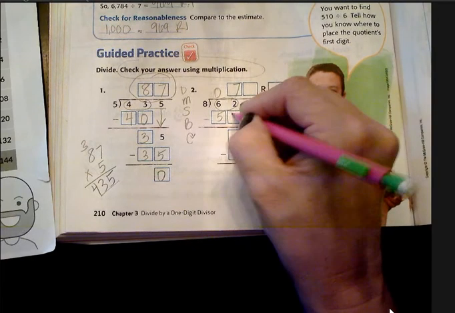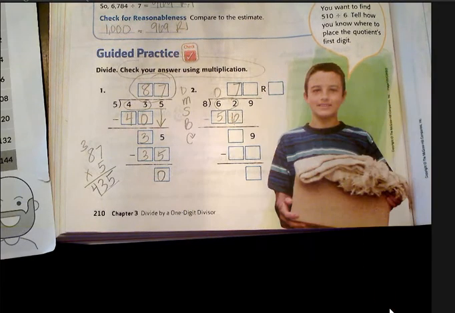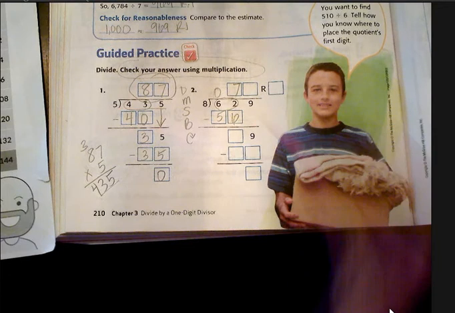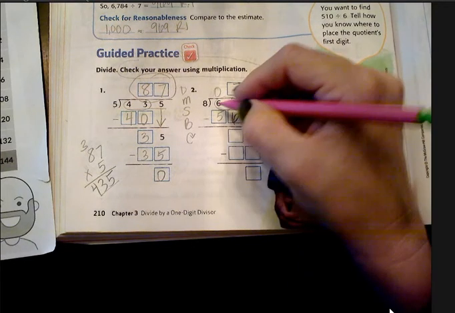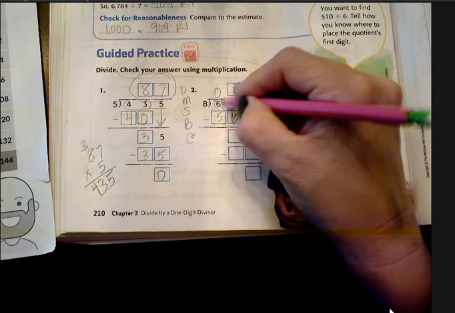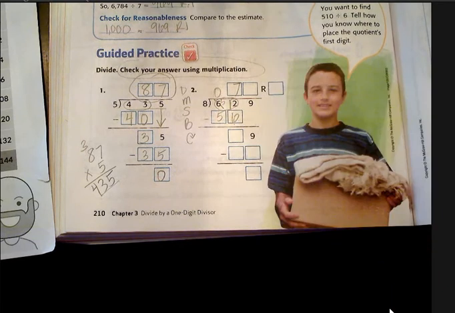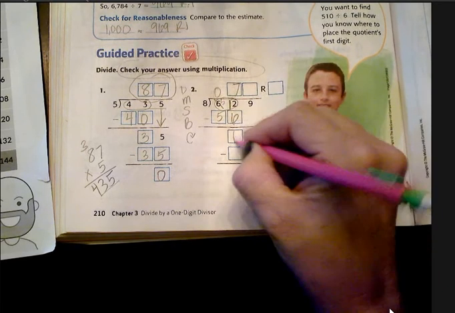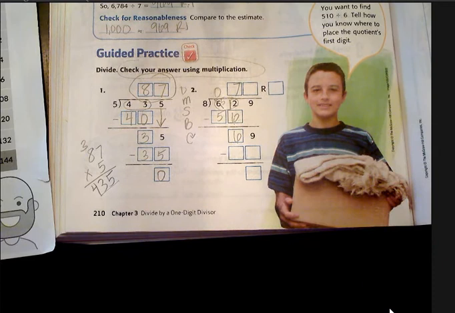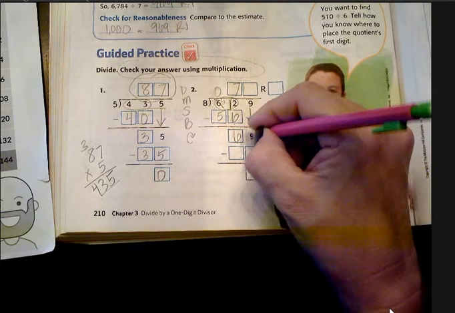Now we subtract. Can I take 6 apples away from 2 apples? No, I have to borrow from my 10s. So that becomes a 5, and this becomes a 12. 12 minus 6 is 6. Next step is to bring down the 9. 69. Now we've got 8.